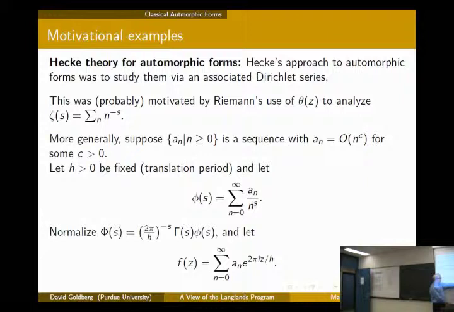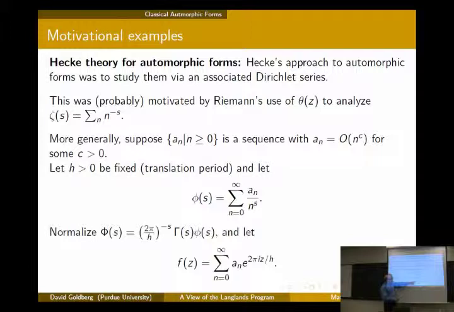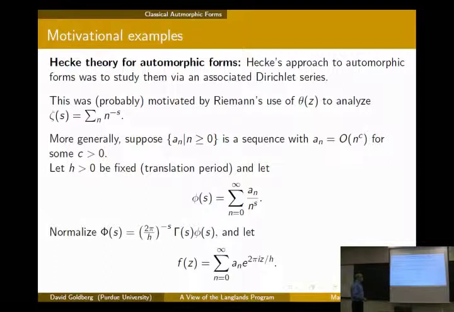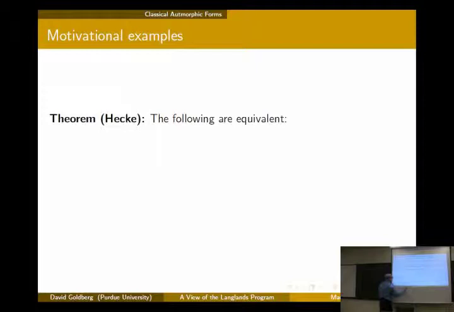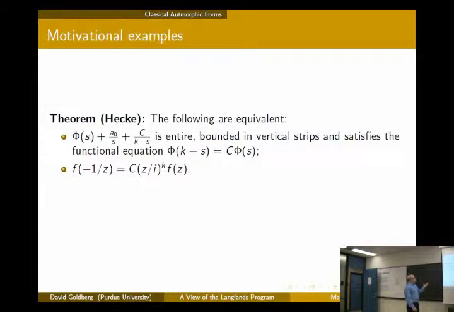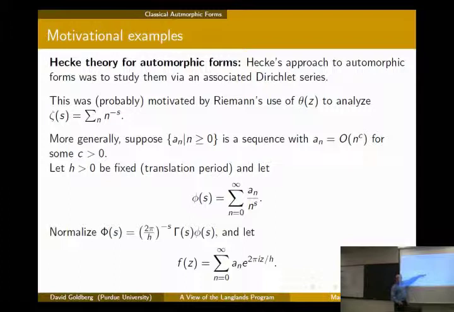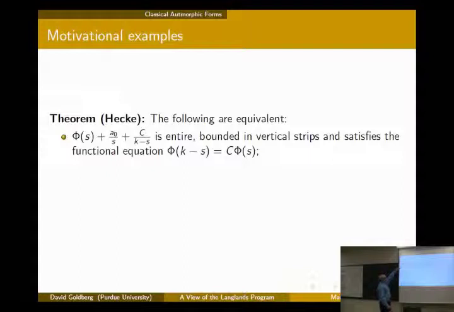So I just take my coefficients, whatever they are, some sequence, and I form this function. I want to know, is this an automorphic form? I could also look at the associated Dirichlet series: take the same coefficients and form this Dirichlet series, and then there's some normalization that goes on here. I don't want us to be too concerned about this; it's the classical gamma function, if you care. But the theorem of Hecke is that the following two things are equivalent. My phi is essentially just a normalization of this Dirichlet series. The Dirichlet series is meromorphic and has two simple poles. So we could say it this way: this normalized Dirichlet series plus these two factors is entire, bounded in vertical strips, and satisfies the functional equation.